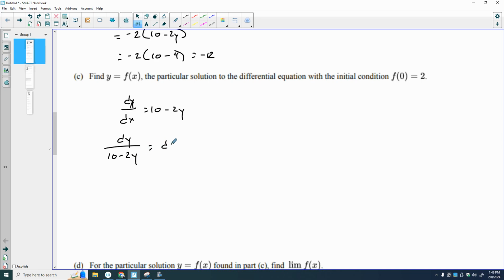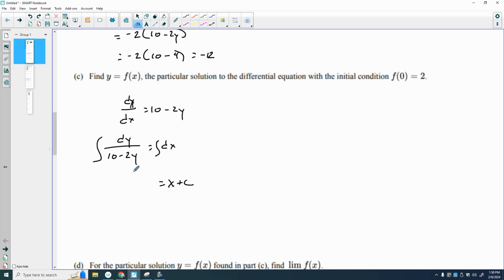and the dx goes over to this side. Integrate both sides. The right-hand side becomes just x, that's easy, plus c. On the left-hand side, I could do a u substitution in my head. No, I'll go ahead and write it.